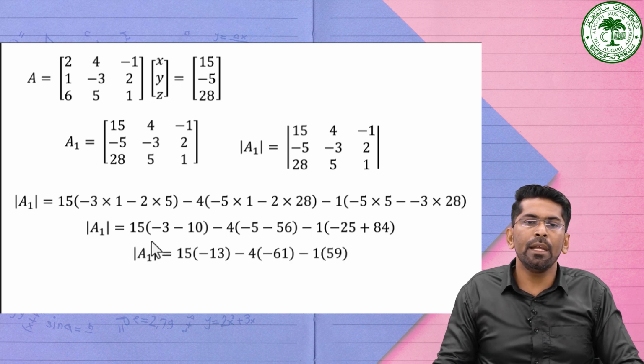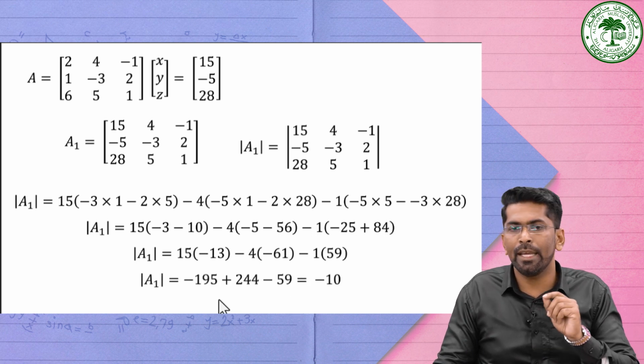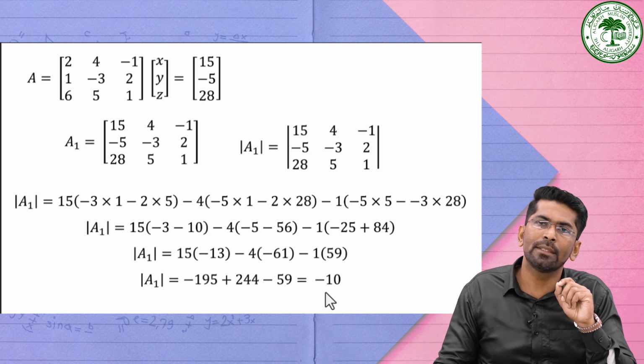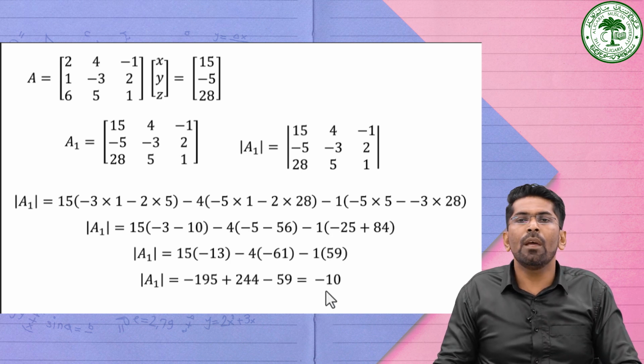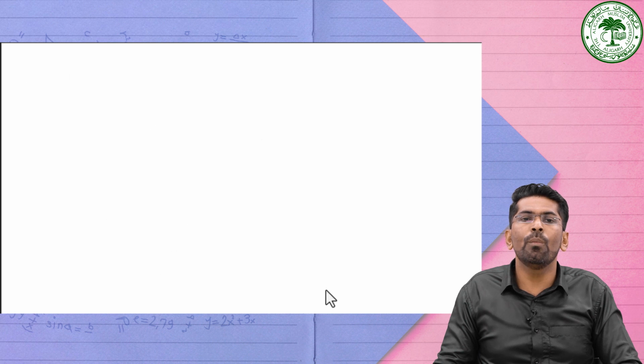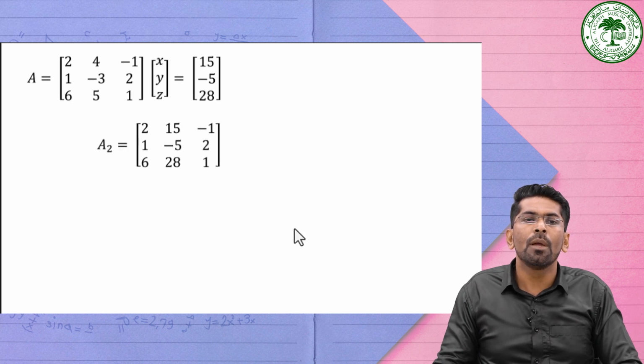So it is 15 into minus 13, minus 4 into minus 61, minus 1 into, it is plus 59. So if you go for simplifying it, then determinant value of the special matrix A1, which is equal to minus 10. Now again we are going to form a special new matrix, that is A2, by replacing the second column, that is 4, minus 3 and 5 by 15, minus 5 and 28.